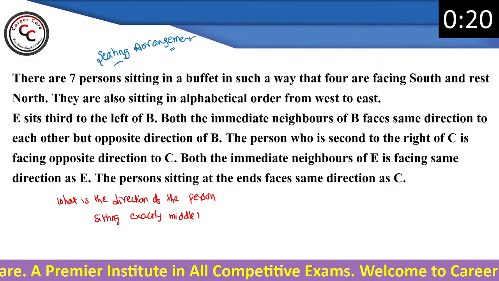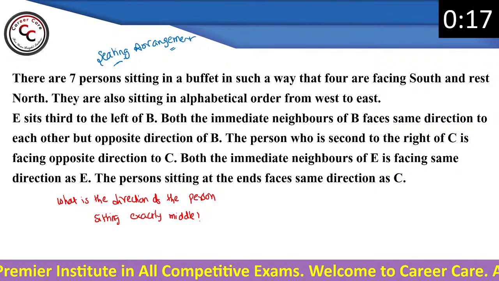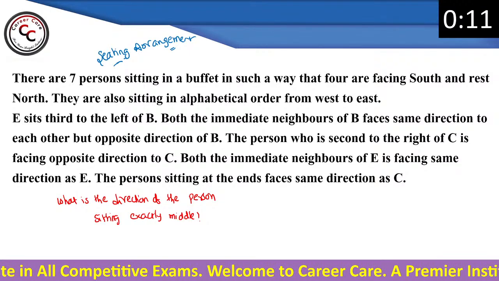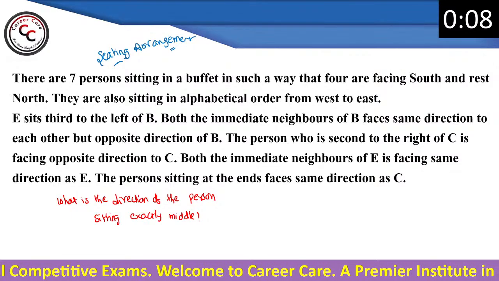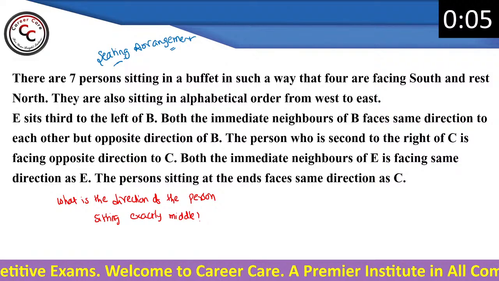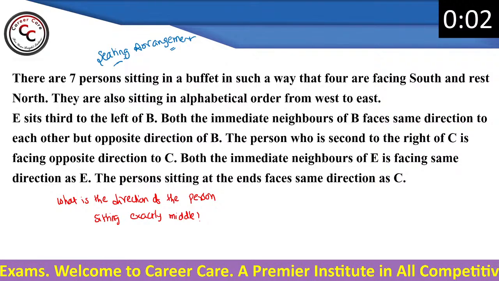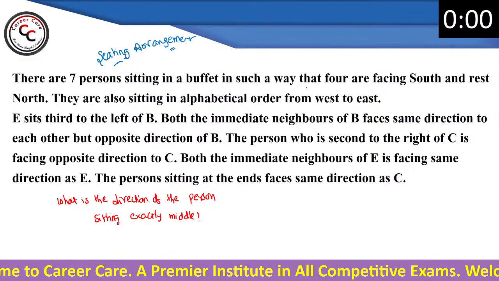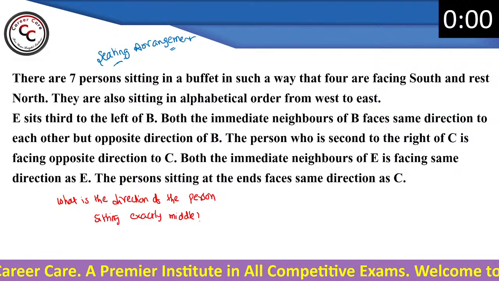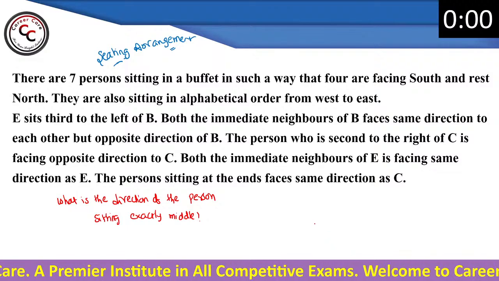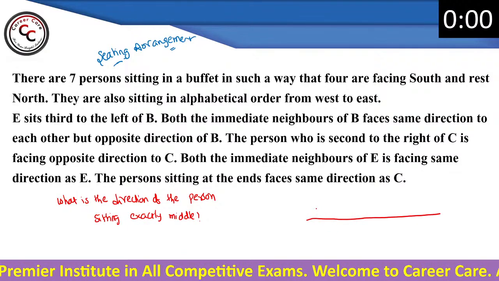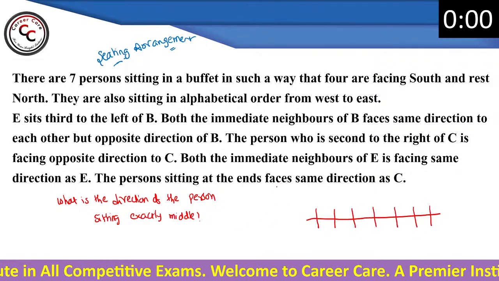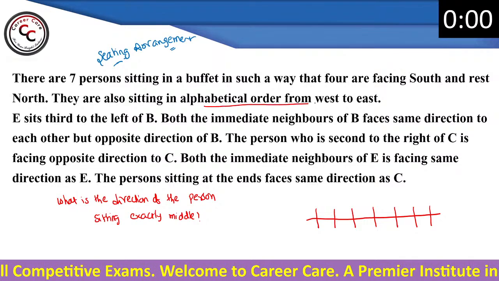So understanding of the puzzle is a very important aspect. Okay, only 5 seconds are left. Right. So there are 7 persons sitting in a buffet in such a way that 4 of them are facing south and the rest are facing north. That means you can say it is a straight line. So in total we have 7 people: 1, 2, 3, 4, 5, 6, 7. They are also sitting in alphabetical order from west to east.